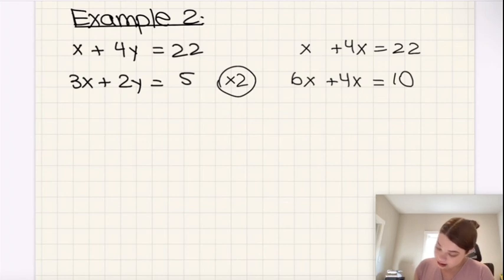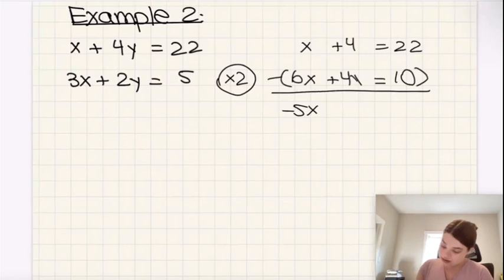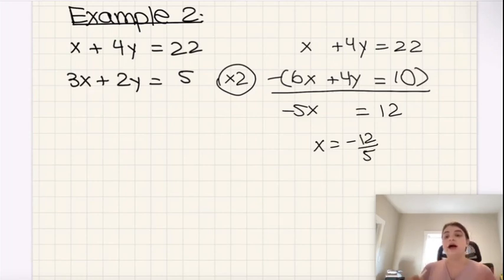Okay, now I'm going to subtract. So x minus 6x is negative 5x. I put x, my apologies. These should both be y. Sorry about that. There we go. Okay, 4y minus 4y is 0. That variable got eliminated. And then 22 minus 10 is 12. So therefore, x is equal to negative 12 over 5. Now, I know we got a fraction here. That is okay. Getting a fraction does not mean you got it wrong.